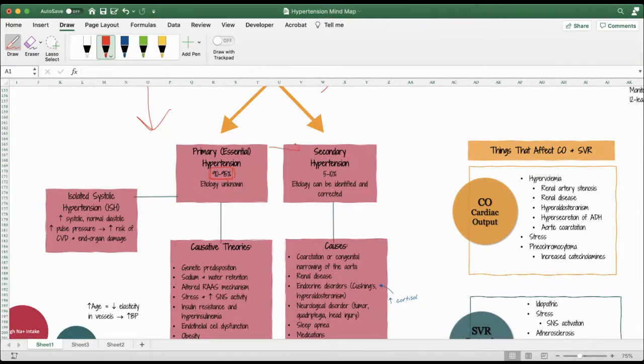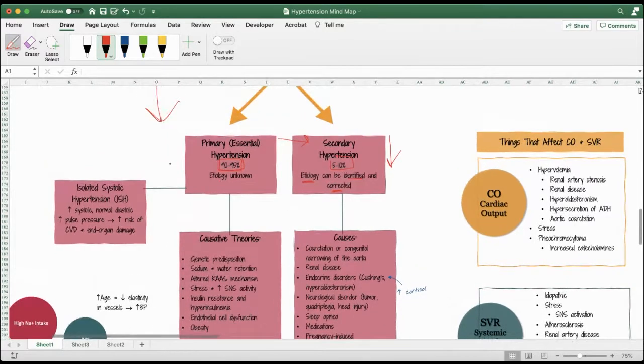And then this secondary hypertension here, this is a much smaller group of people, and it is hypertension that is caused by something else that's going on in the body, and that something else can be identified and corrected. So it's literally being caused by renal disease. And when we take care of that renal disease, the high blood pressure comes down, right? You guys know from experience that most people just have high blood pressure on their own.